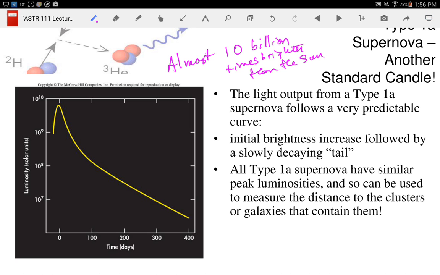If you find a type 1a supernova, how do you identify it's a type 1a? You look at the spectra of the light. If you find a type 1a supernova, you know how bright it was. If you know how bright it was and you measure how bright it appears from Earth, then you can determine its distance away. So these are really good for determining the distance away to very far places.